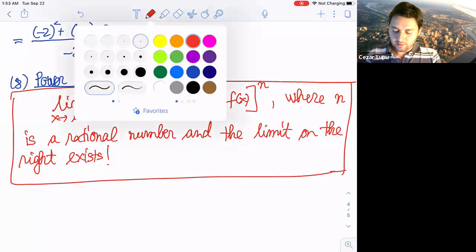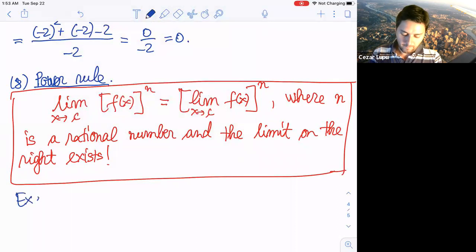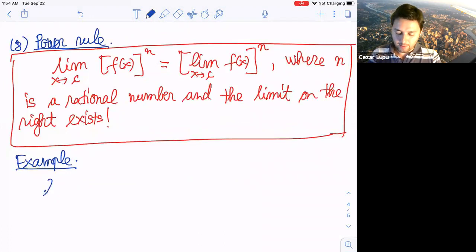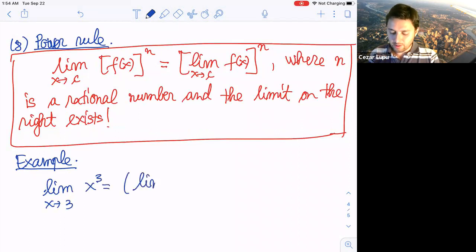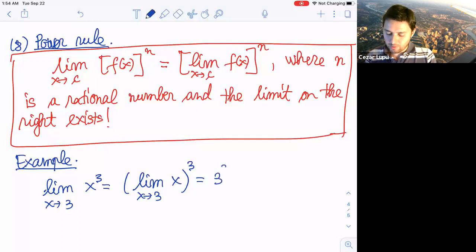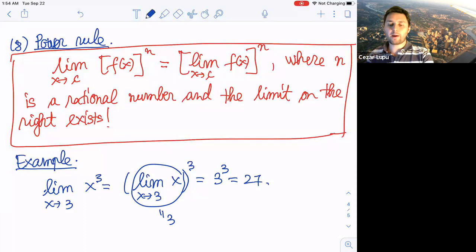All right, let's see a very easy example. The limit as x approaches 3 of x cubed. Well, this is nothing else than the limit as x approaches 3 of x, everything cubed, and by applying the x rule, this will be nothing else than 3 cubed, because the limit of the guy inside is 3, so it will be 27, and that's it. All right. Okay, so these are the basic rules. As you can see, 8 of them. I believe they're quite easy. It's very easy to operate with them.